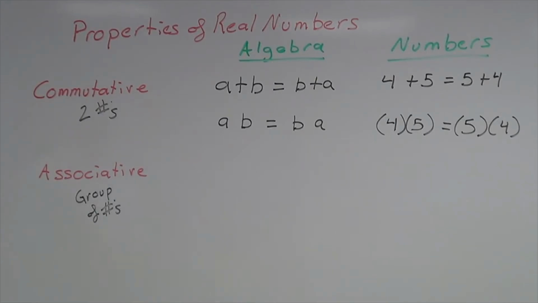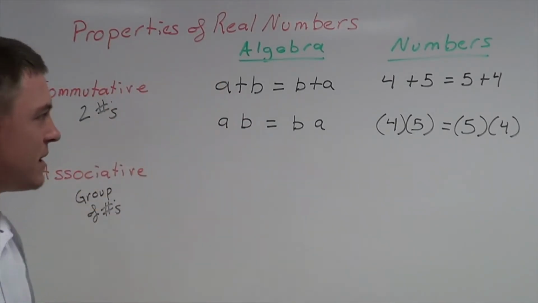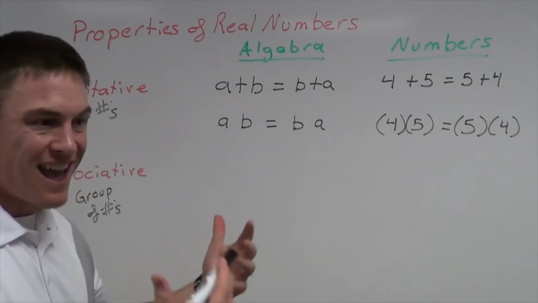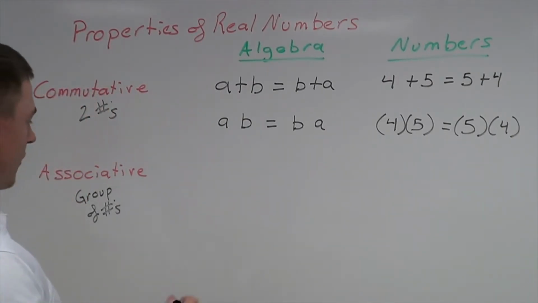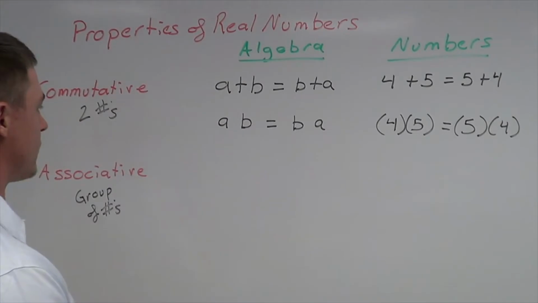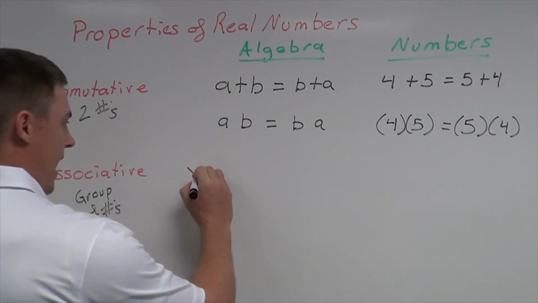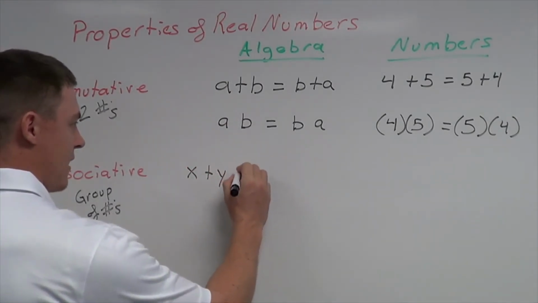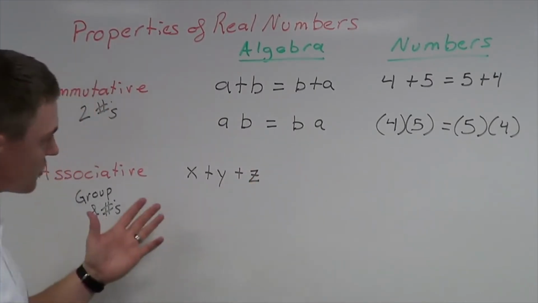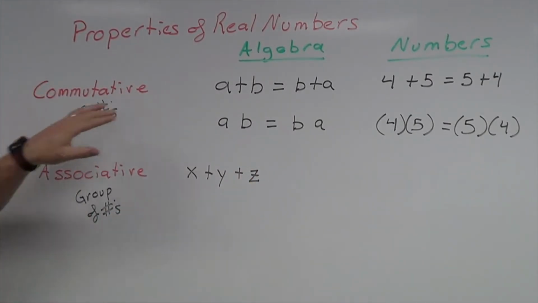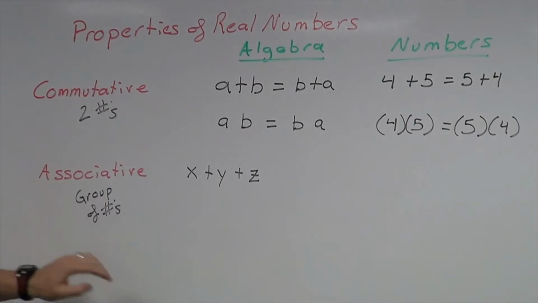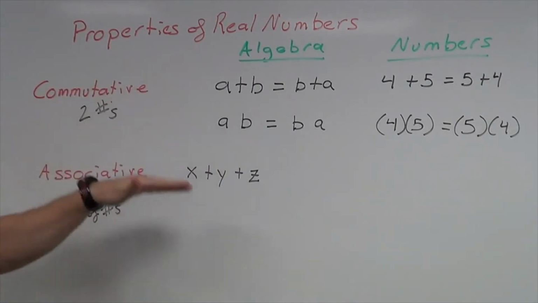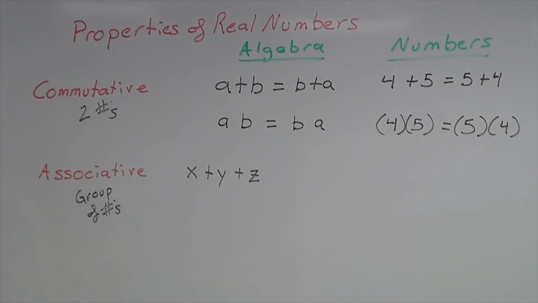So now let's do it with algebra and with numbers to get a better idea of what these two properties are. I'm going to use some variables again. I'm not going to use A and B, so let's use something else. I'll use X, Y, and Z. Those are other common, famous variables. So we have X plus Y plus Z. So here's my group of numbers. Again, two numbers, A, B, and a group of numbers, X, Y, and Z. So you can see the definite difference between commutative and associative.